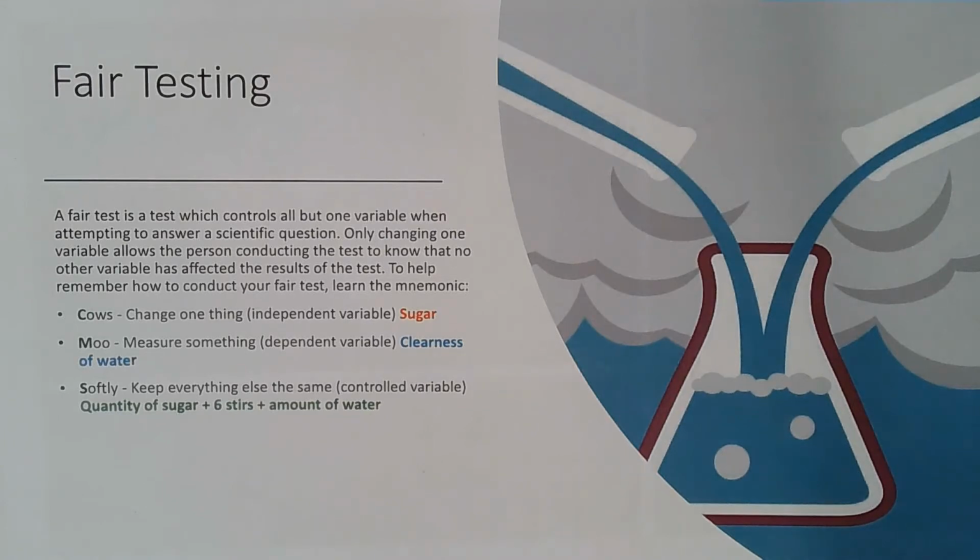You're going to be measuring or examining the clearness or transparency of the water. Finally, S for softly, S for same. Everything else except the sugar stays the same. So you change the sugar, but the amount of sugar stays the same. You have 6 stirs per type of sugar, and the amount of water stays the same.